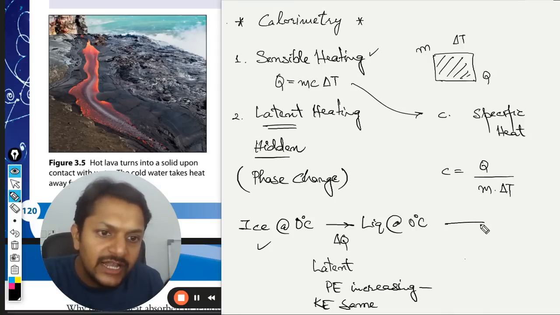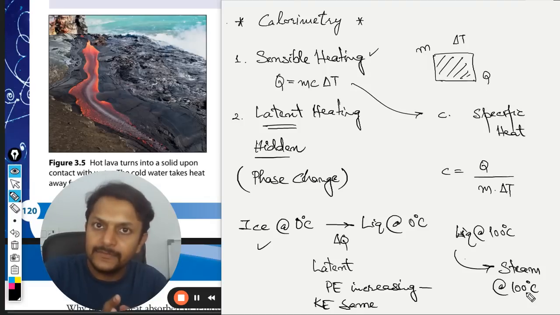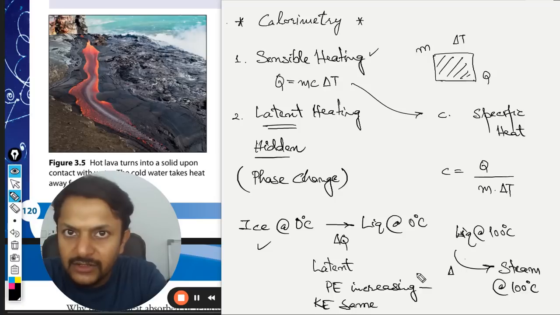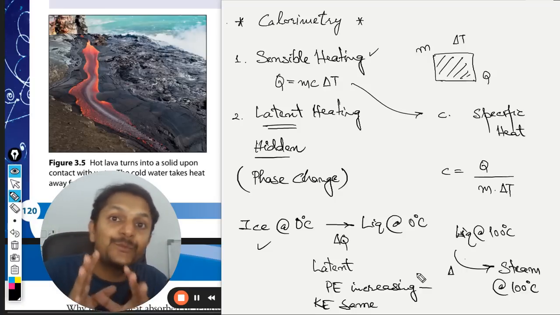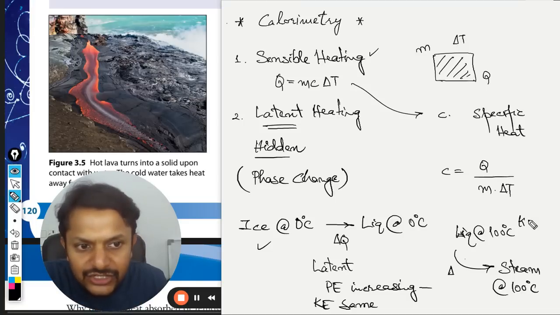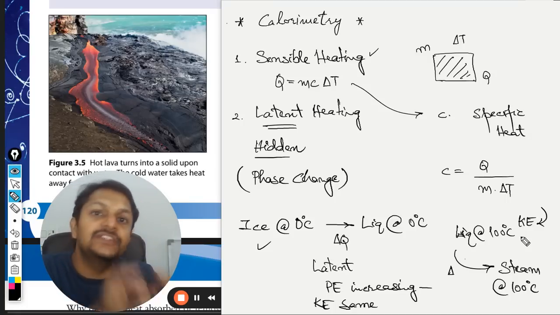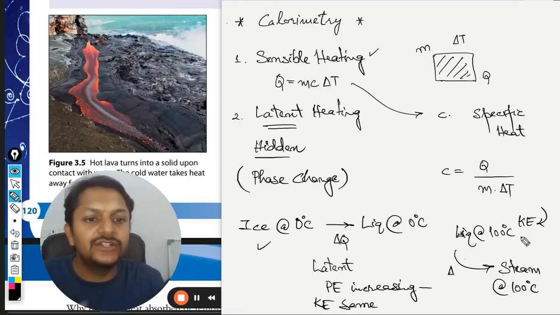Similarly, say I have water here, maintained at 100 degrees centigrade, and I want to convert it into steam, which happens at 100 degrees C. If this conversion takes place, again some heat has to be given to it. Again a phase change is involved, and the temperature is not changing. So the kinetic energy of the water molecules at 100 degrees will be equal to the kinetic energy of the steam at 100 degrees centigrade. There is no change in kinetic energy, but the potential energy definitely changes.